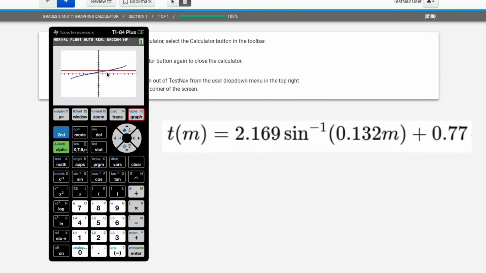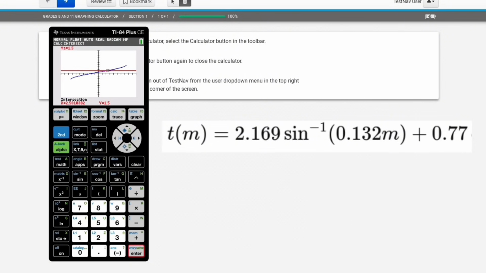Okay, so we get right there almost right away our intersection. We need to find out where they intersect. So second calc, 5 takes us to intersect. Let's move just to the left, enter, and just to the right, enter. Hit enter again, and we get 2.50183. So x is going to be that 2.5 answer.